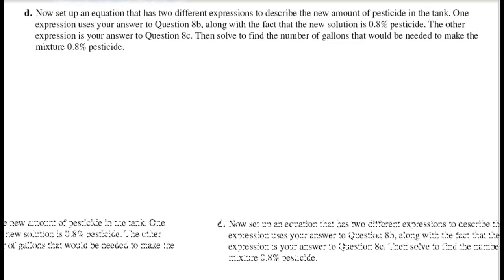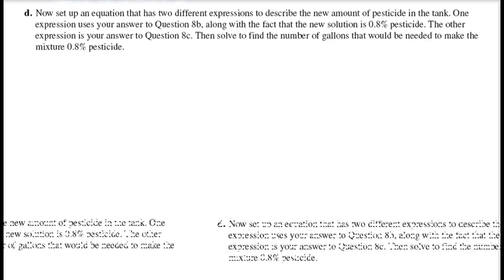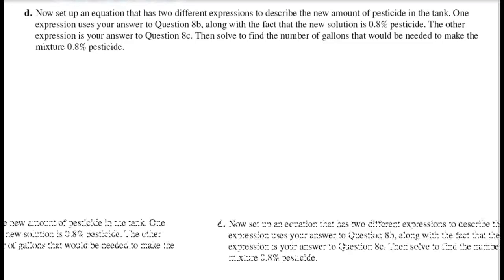Okay. Now set up an equation that has two different expressions to describe the amount of pesticide in the tank. One expression uses your answer to question 8b, along with the fact that the new solution is 0.8% pesticide. The other expression is your answer to question 8c. Then solve to find the number of gallons that would need to be added to make the mixture 0.8% pesticide.